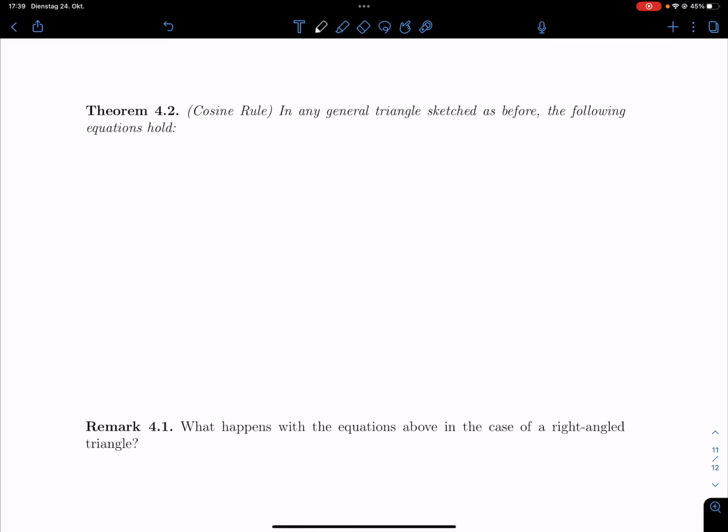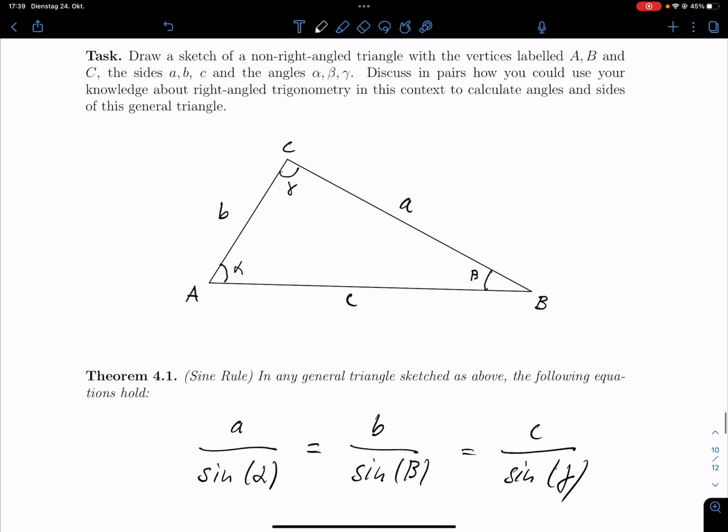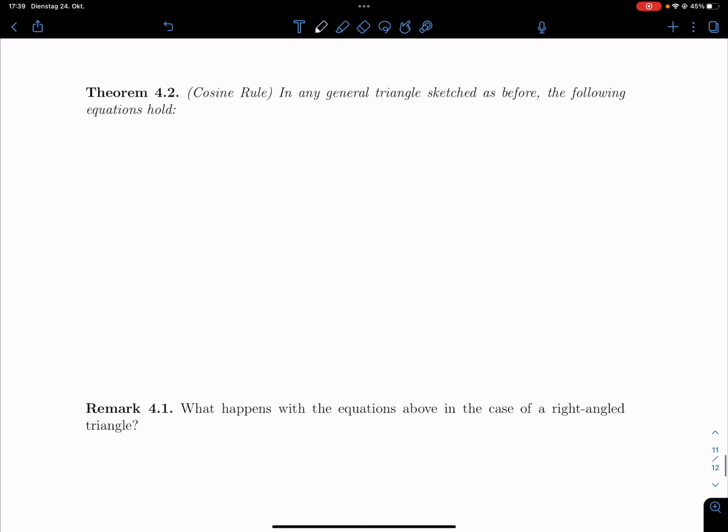So in a general triangle sketched as before, you have three versions of the cosine rule, namely c squared is a squared plus b squared minus 2ab cosine of gamma.